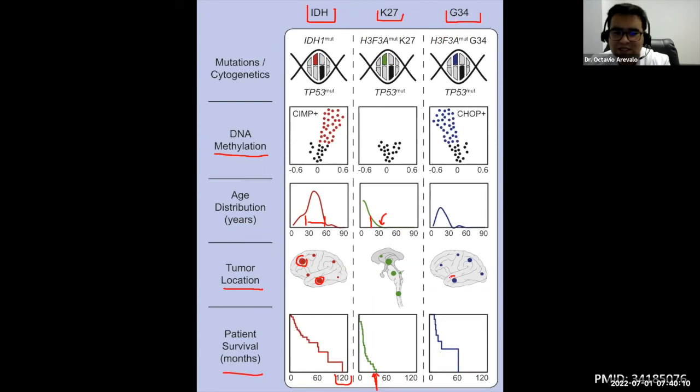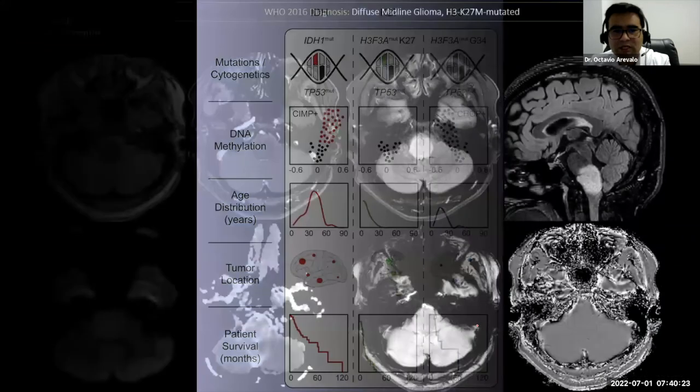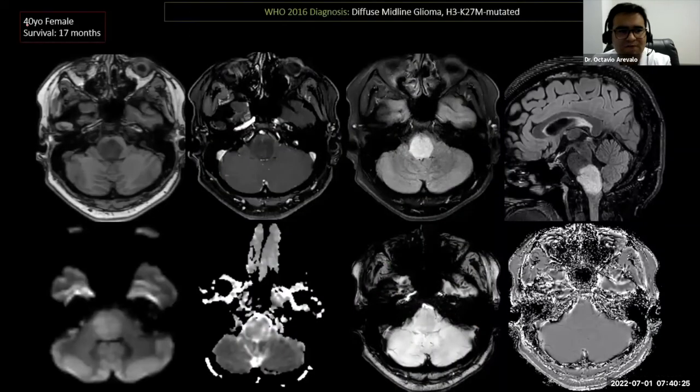And then you can see that the location is also hemispheric, but it's more of a parietotemporal tumor. And the survival is a little bit better than the midline one, but again, the survival is poor. So let me show you some pictures. This is a 40-year-old female patient with a survival of 17 months.